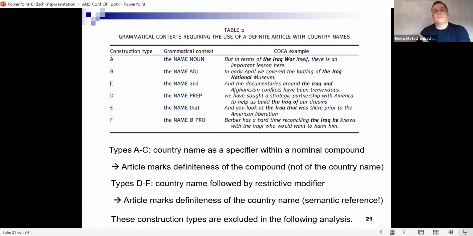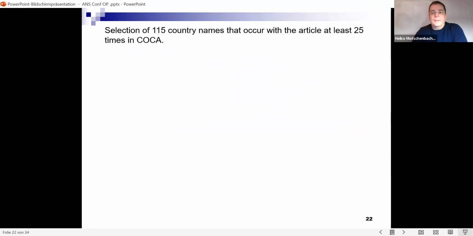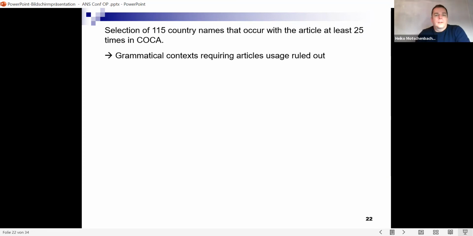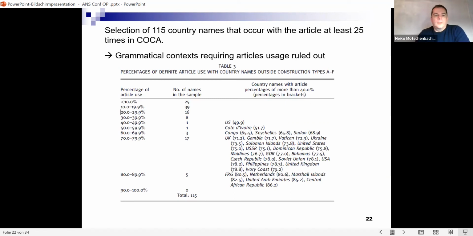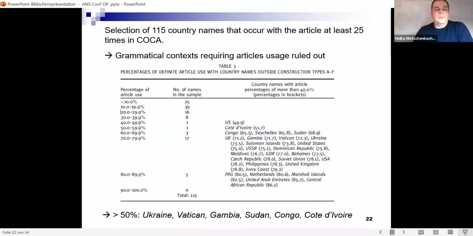because if you want to find out about variation, it doesn't make sense to look at the context where you don't have variation. So in the end, I had 115 country names that occurred with the article at least 25 times, and I concentrate on these now. And I excluded the grammatical context that I just showed you on the previous slide. And this gave me this list of countries that have at least, well, 50% of definite article use or more. And again, you will see it's the same three groups that are salient here, and one smaller group of other names, namely Ukraine, Vatican, Gambia, Sudan, Congo, and Cote d'Ivoire, that also have fairly high rates.